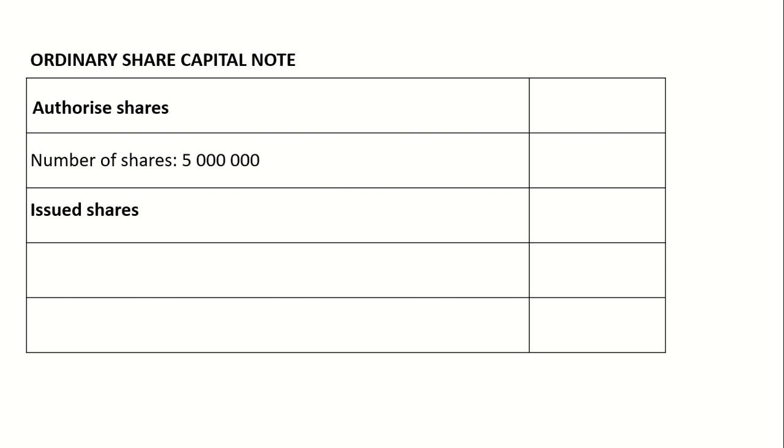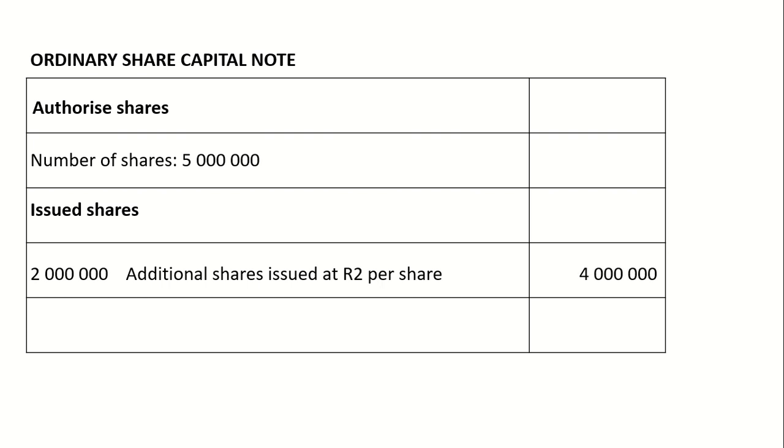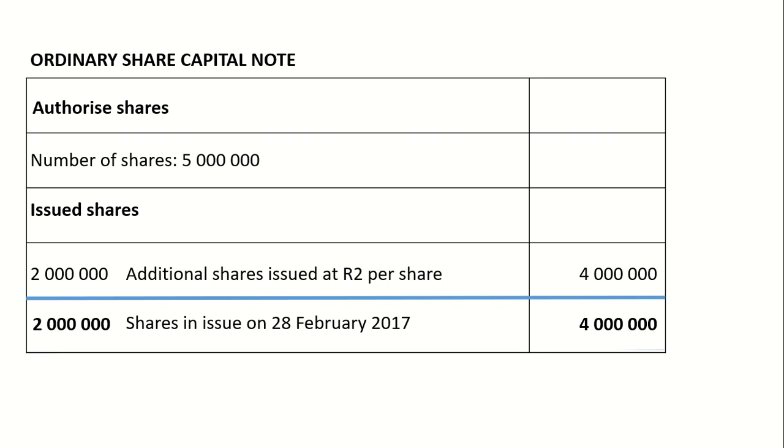It is what we refer to as the ordinary share capital note. It starts with authorized shares. You need to state how many shares were authorized. The number of shares authorized is 5 million, and then you'll have issued shares. How many shares did we issue? And you also need to specify the share price and when those shares were issued. So you will simply say 2 million additional shares were issued at 2 rand during the year, and that gave you a share capital of 4 million rand. So at the end of the year, we'll have a share capital of 4 million rand, and the number of shares issued will be 2 million. Okay.